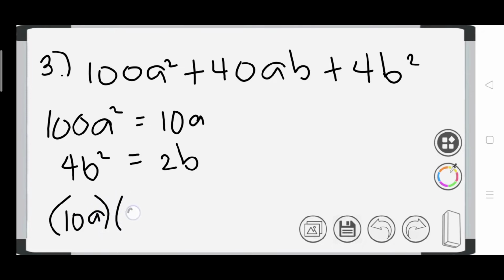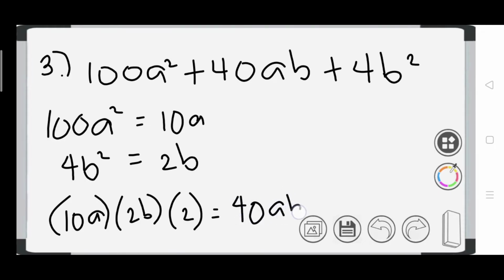Ita-times natin sa square root ng last term na 2b, at laging ita-times yan sa 2. So, ang makukuha natin dyan ay 40ab. So, sakto siya sa middle term. Dahil dyan, pwede na nating sulat ang sagot.